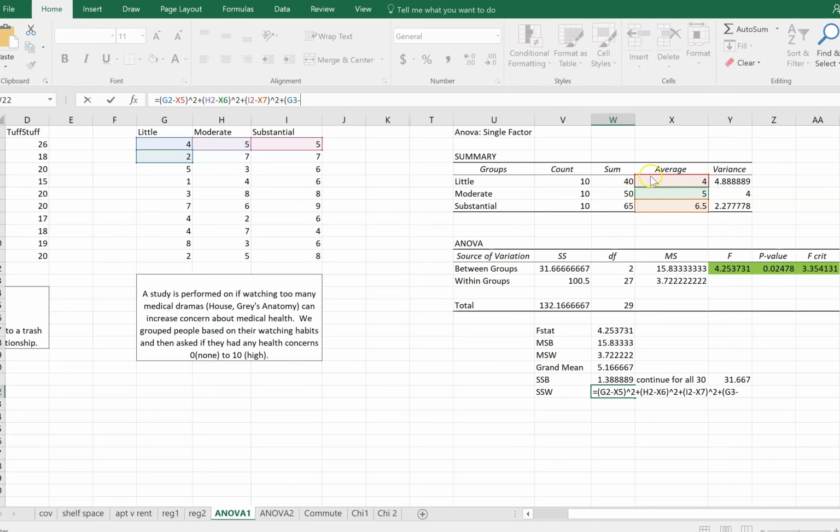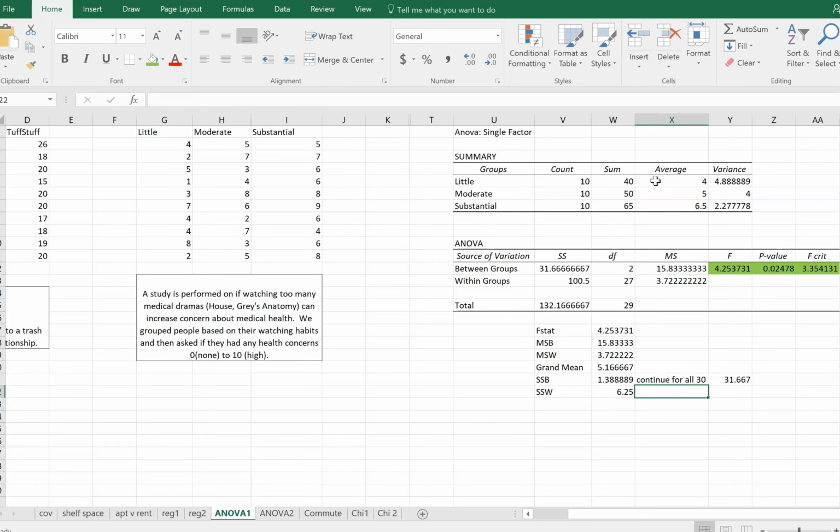Minus, back to the 4. Square it again. And this continues for all 30. And you will get, I promise you, 100.5.